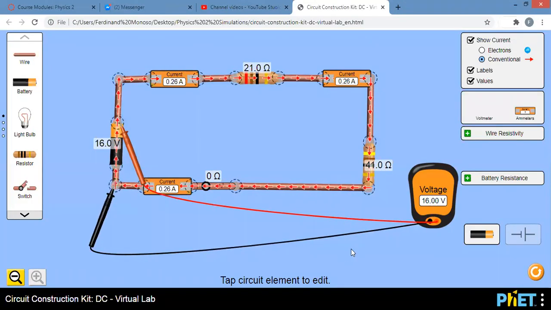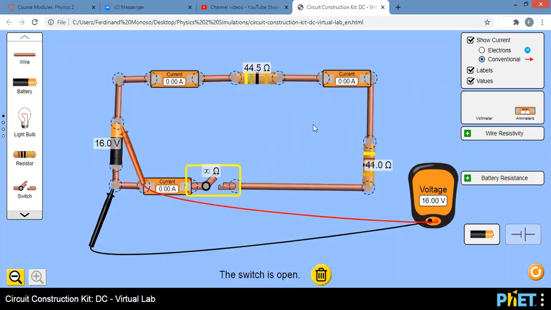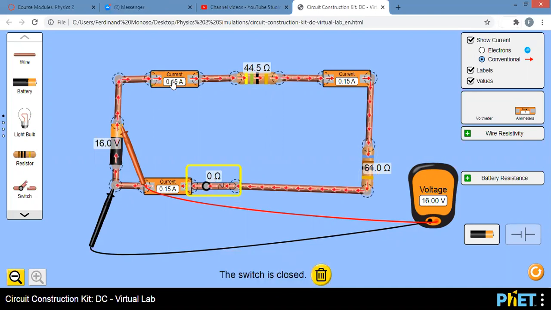Okay, then finally we will increase the resistance one more time. Let's make it 44. And then this one, let's make this 61 ohms. And we energize and observe the current, I1, I2, and I total.